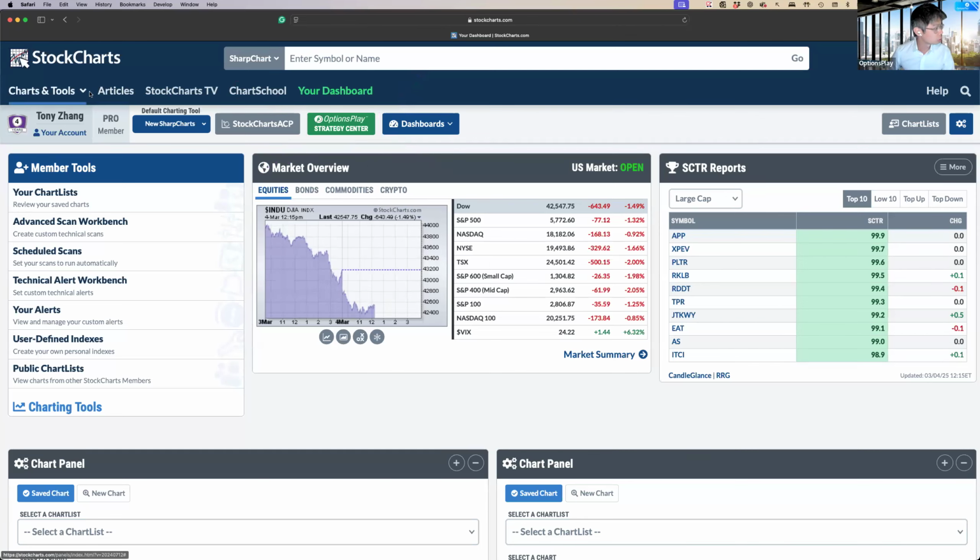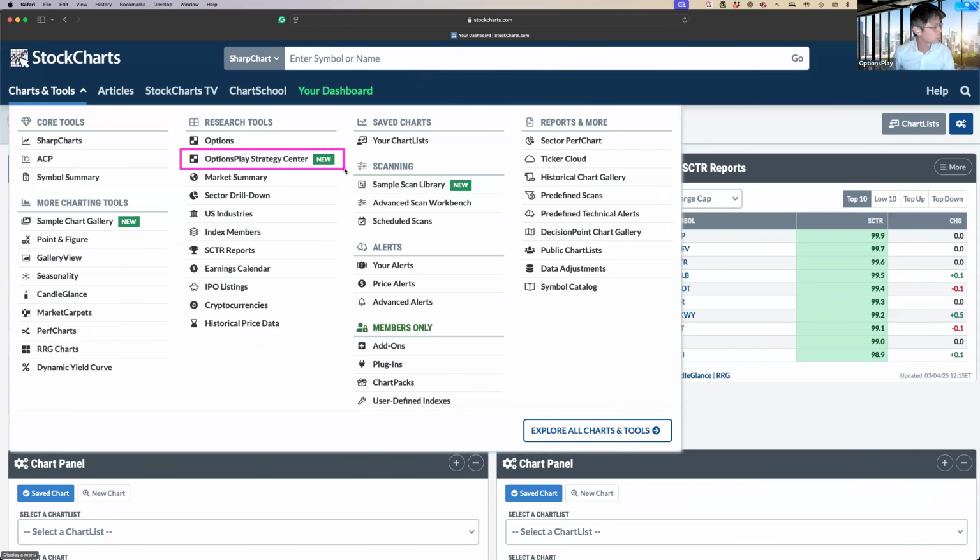You can also go to Charts and Tools, and you will see the Options Play Strategy Center under Research Tools. So there's a few different ways that you can access the Strategy Center. We try to make it as easy as possible for you to find it, especially if you're using this platform on a daily basis. It's hard to miss.